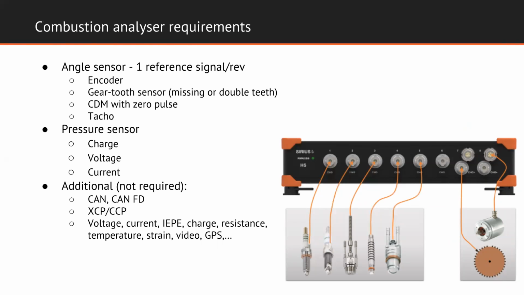So we don't have to do any modification, install additional sensors, which just take a lot of time and money, and it's not always possible to install a separate sensor because of the limited space inside the vehicle. A commonly used sensor is also CDM with 0 pulse. This is basically a disc with even pulses and 1 zero pulse. Or as a last resort, it's also possible to use a tacho sensor, either analog or digital, which has only 1 pulse per crankshaft revolution.